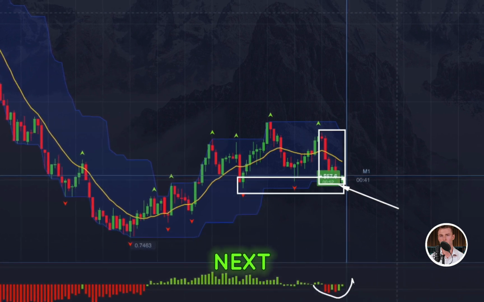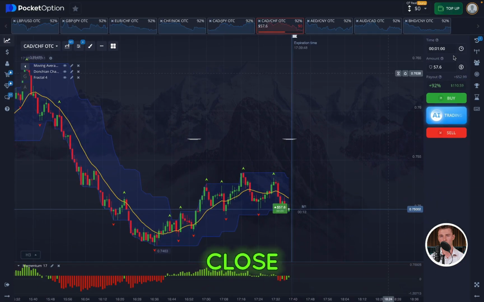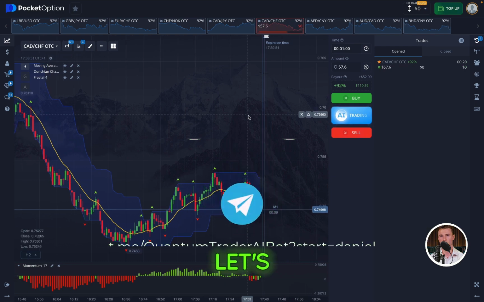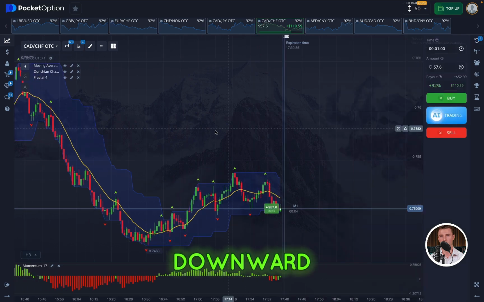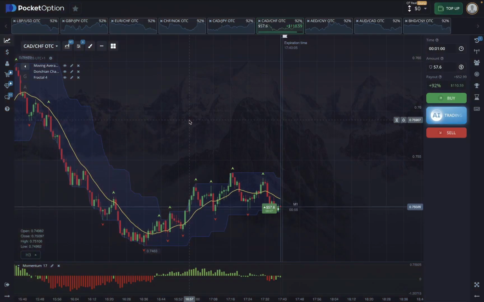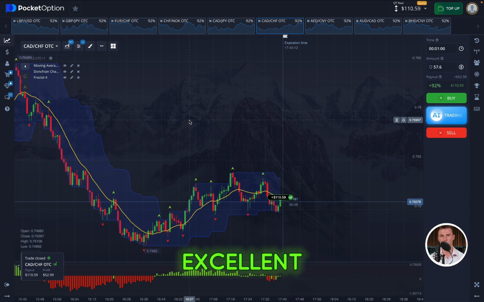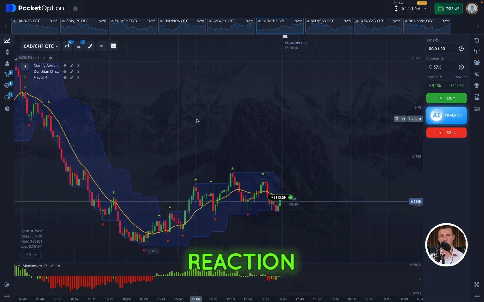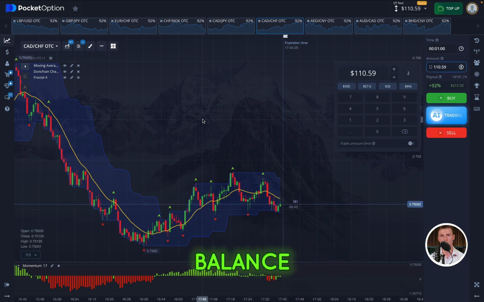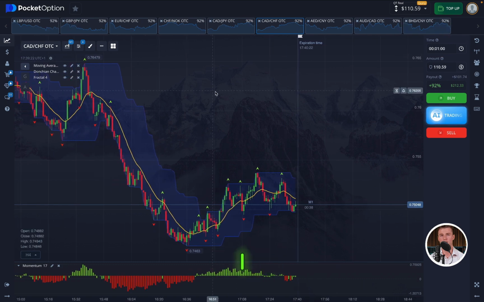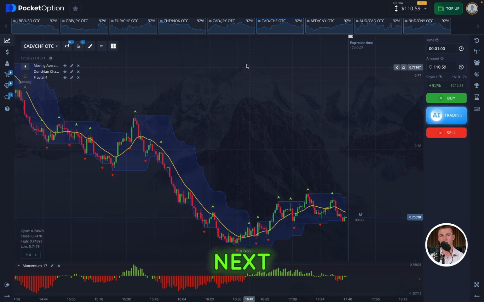I hope in the next 59 seconds, some kind of dynamic reaction will occur and we will close the position in a plus. Let's see the results. As you can see, the general trend is downward. And the position is closed in a plus, excellent. We have received a dynamic reaction. Let's also open a further deal for the maximum amount of the balance. I think everything is also clear here. I was able to explain it to you and there are no questions, so we continue and select the next entry point.